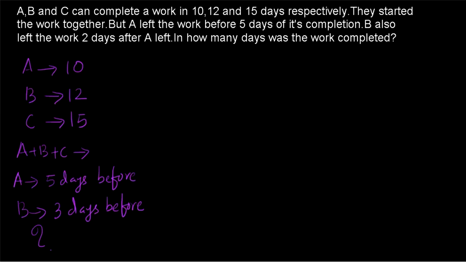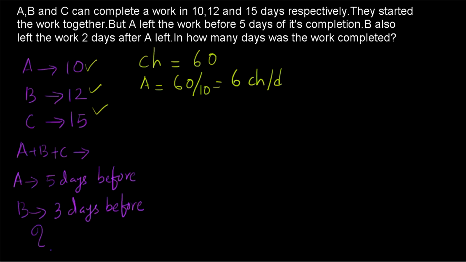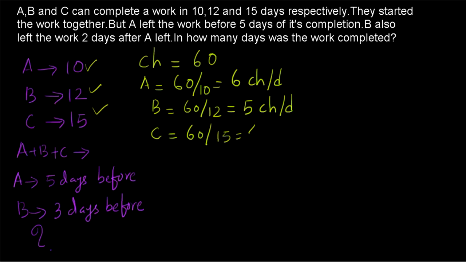So let's take the chocolate approach. The number of chocolates is equal to the total amount of work to be done. So it should be taken as the LCM of 10, 12 and 15. So we can tell the number of chocolates is equal to 60. So A will be having 60 chocolates in 10 days, which will give us A will be having 6 chocolates per day, and B will be having 60 chocolates in 12 days. So B will be having a total of 5 chocolates per day, and C is having 60 chocolates in 15 days. So C will be having 4 chocolates per day.